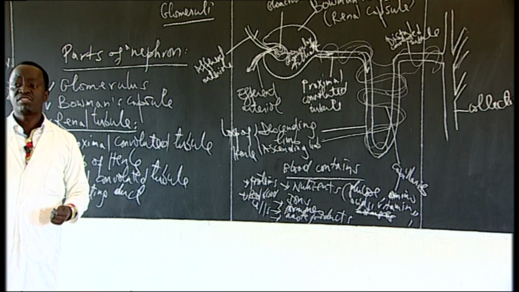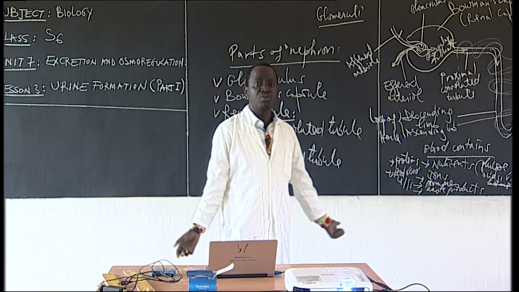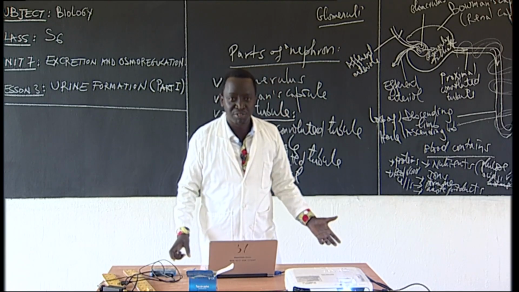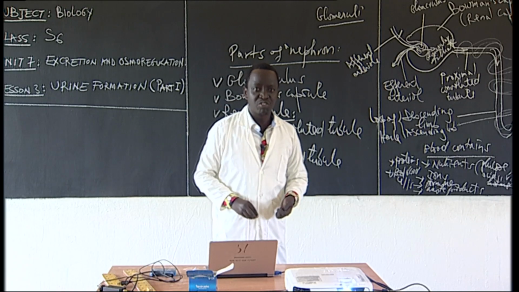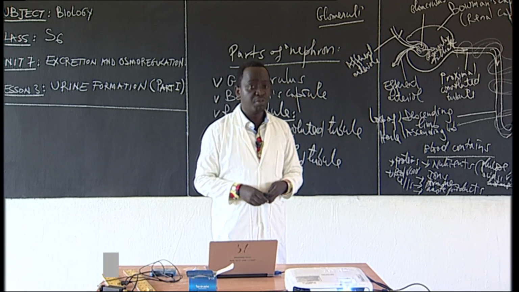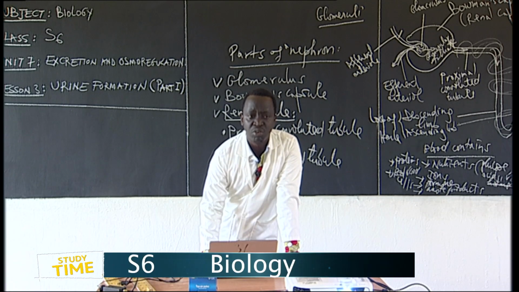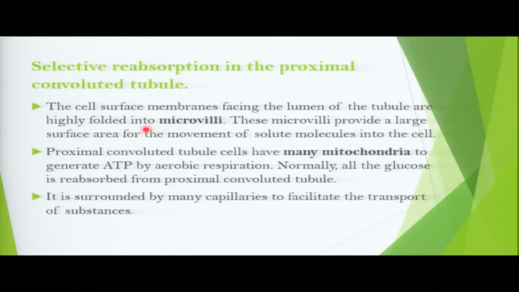If I ask you, what is glomerular filtration? Be ready to explain where it is happening and what happens. If I ask about selective reabsorption, also be ready to know what happens at the proximal convoluted tubule, where the most useful material needed has to go back into the blood to be supplied to all parts of the body. Yes, this is what we have already discussed. I have already explained, don't worry.